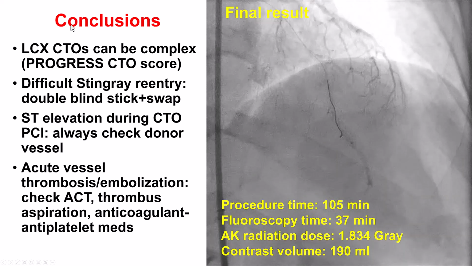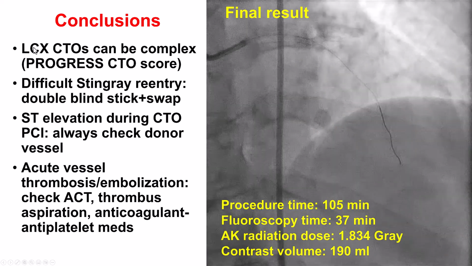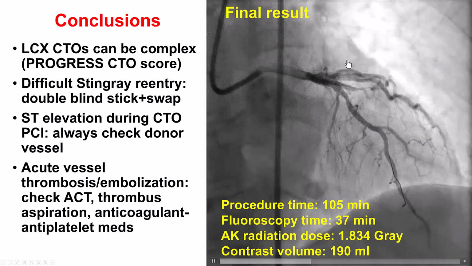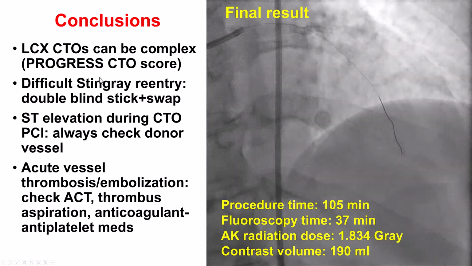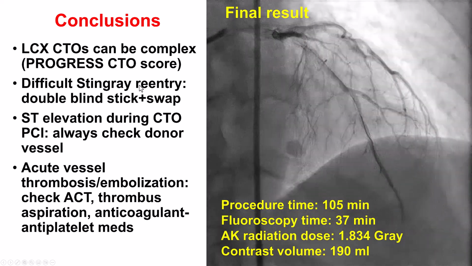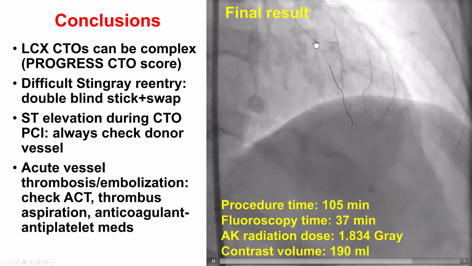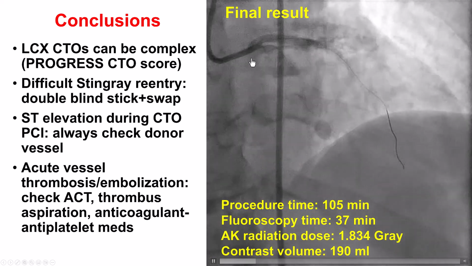So many lessons from this case. The first one is that circumflex CTOs can be complex. It wasn't too bad in this case. It was extraplaque, but actually they can be complex. The double stick and swap can be a useful technique, although here it looks like eventually we were able to get to true lumen.